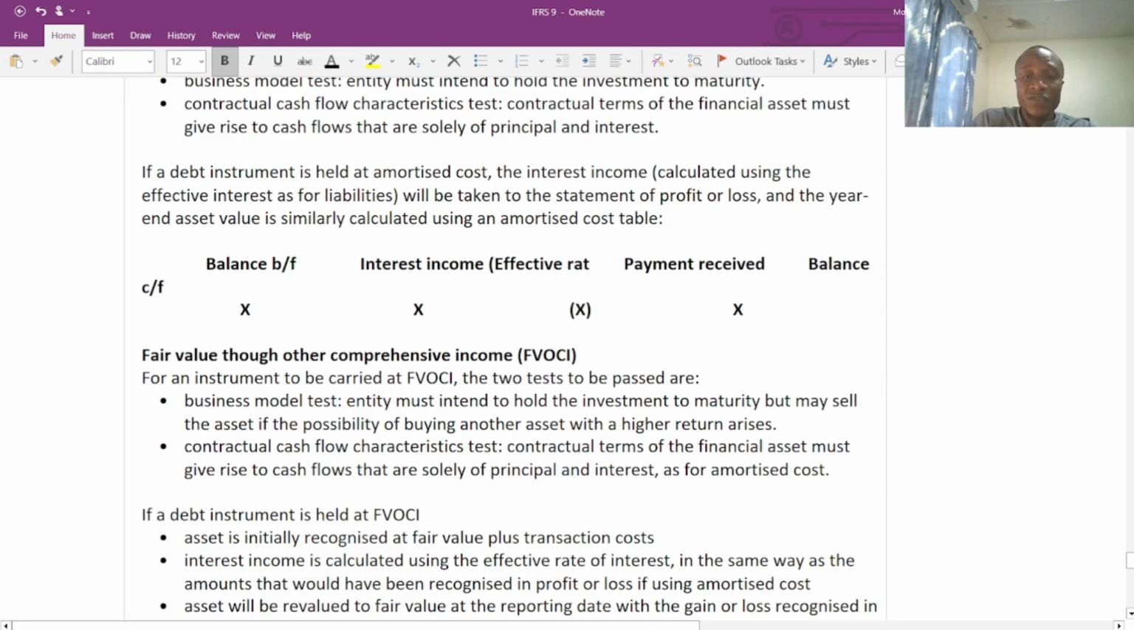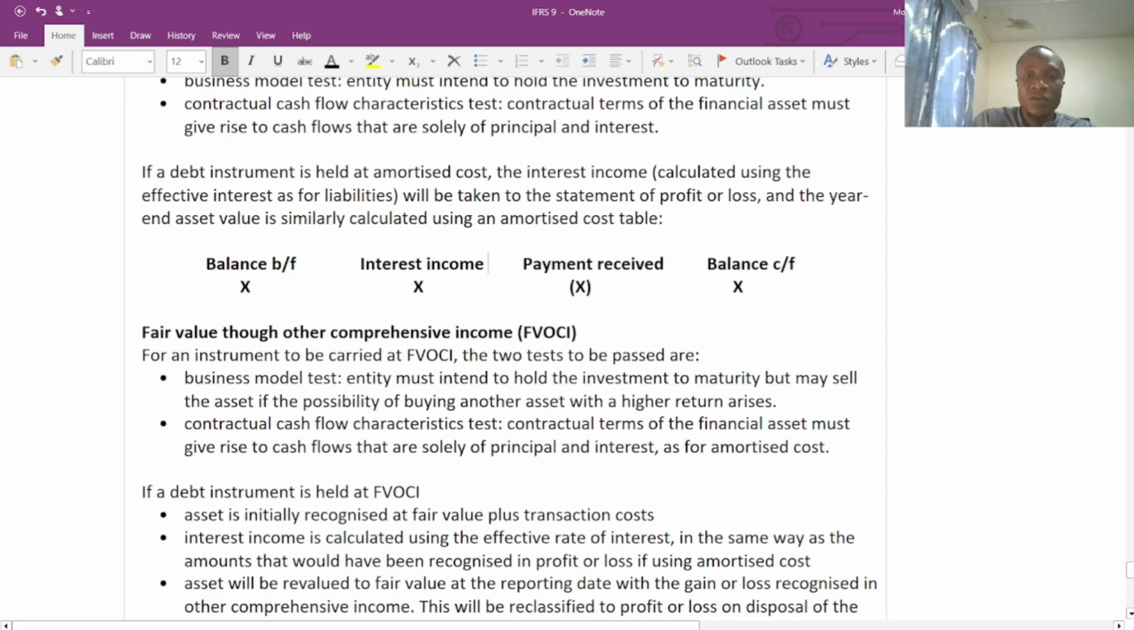So we are going to use the effective rate for the interest income. Then for the payment received, we are going to use the nominal rate, the rate attached to the investment, the rate without the content of the risks, the risk exposure, the possible impact on the transaction. We're not going to look at that rate. So we are going to use the nominal rate.